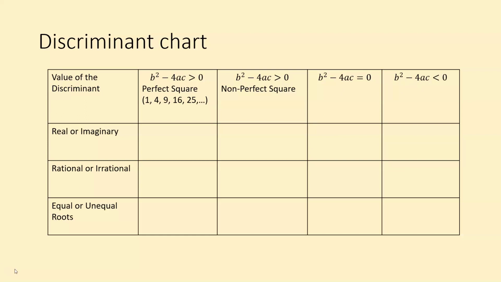All right. So first, let's look at this first column where we have a discriminant that is positive and also a perfect square. Would that give us a real or imaginary root? That would be real. Rational or irrational root? That would be rational. Equal or unequal roots? These would be unequal.